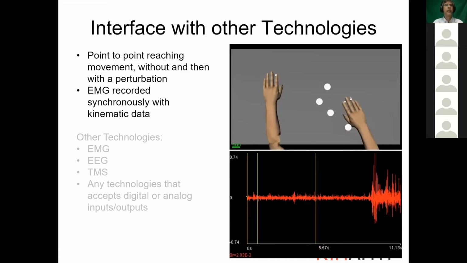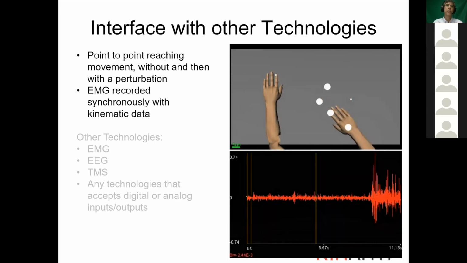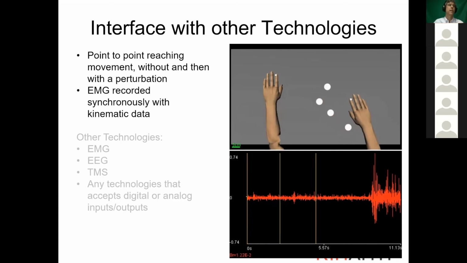The subject reaches from one point to another point. And in the second trial, there's going to be a perturbation. And of course, right when they perturb, this is the EMG reflex response that was recorded by the analog inputs.